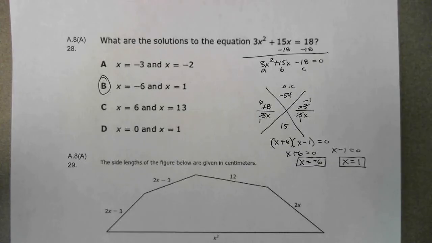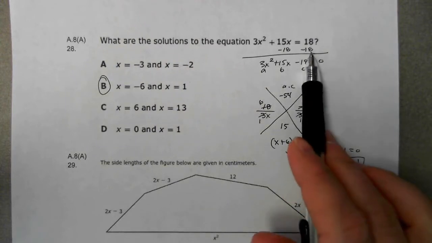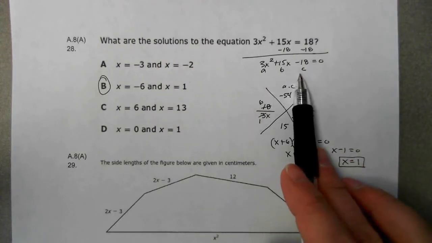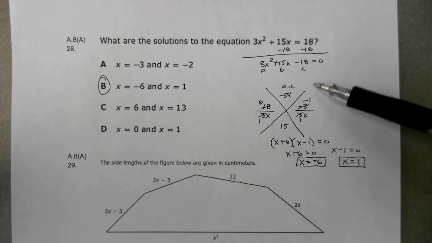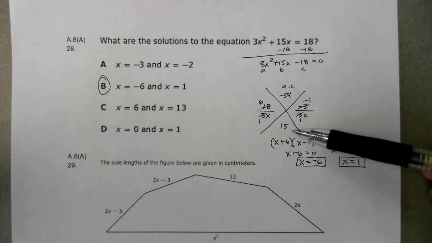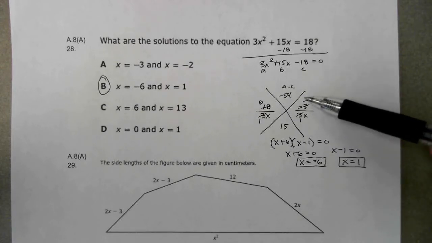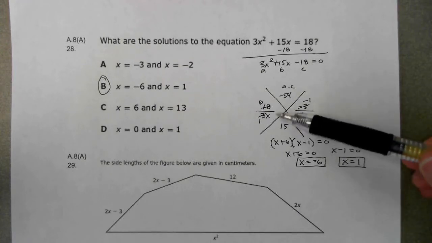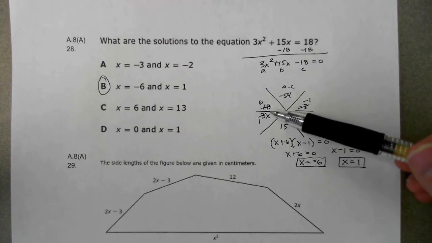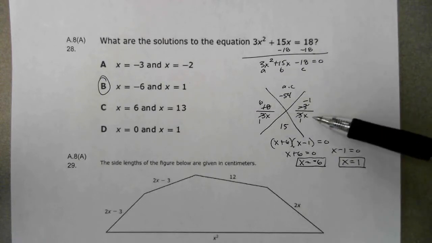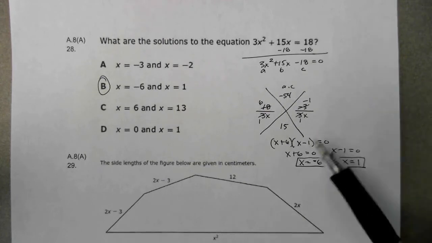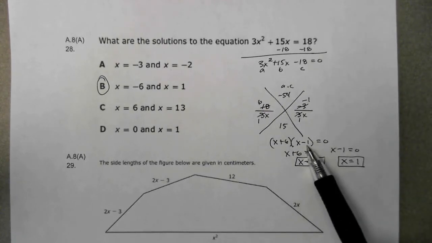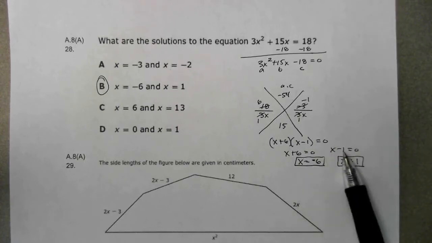Number 28, same thing, we're solving this. The first thing I did is I got it in standard form, so I moved the 18 to the left side. Now I have my a, b, and c. I used the factoring method, so a times c is negative 54. My b value is positive 15. Now 18 times negative 3 is negative 54, and 18 plus negative 3 is 15. So it's over 3x because that's my a. I simplify that to basically 6 over x, and this to negative 1 over x. I create my binomials, so I have x plus 6 and x minus 1 equal to 0. Set them both equal to 0 to get negative 6 and positive 1.